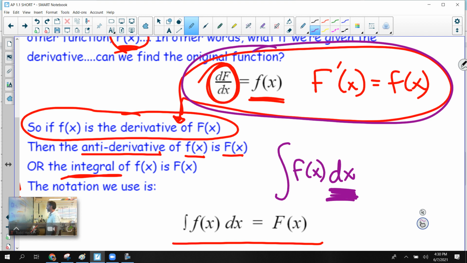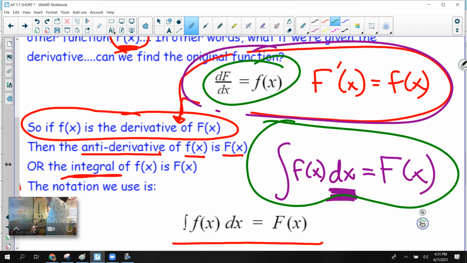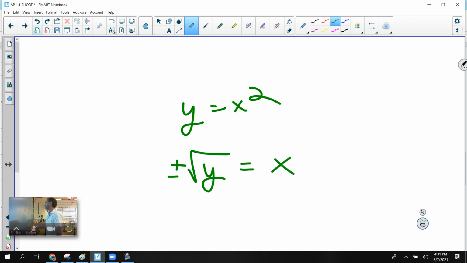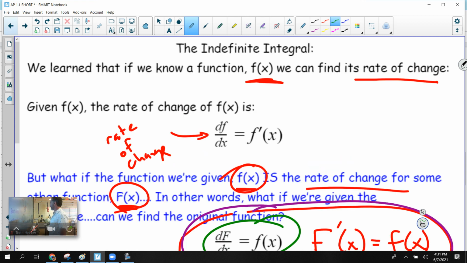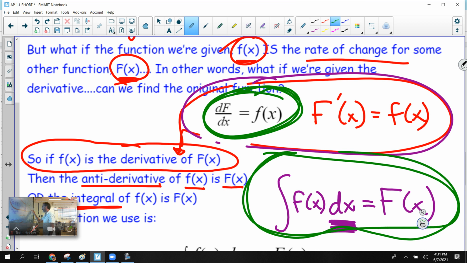All right, so the integral of little f of x with respect to x, dx, is capital F of x. So this and this mean exactly the same thing, in much the same way as, suppose I tell you that y equals x squared, I could also say x equals the square root of y. Those both mean the same thing, right? They're just different ways of expressing them. This one is solved for y, this one is solved for x. Over here, this one is solved for little f of x, this one is solved for big f of x. Okay? They say the same thing, just different notation.